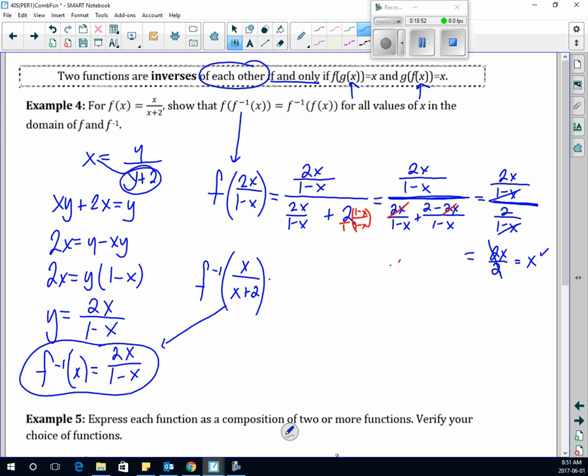So we get 2 times 2x over 1 minus x divided by, yeah, I'm putting this into there. So then this is 1 minus, oh, yeah, I see what you're saying. Oh my gosh. 2 times x over x plus 2 divided by 1 minus x over x plus 2. Is that better? This input is going wherever you see an input in the inverse, right? So, all right, what do we do now?